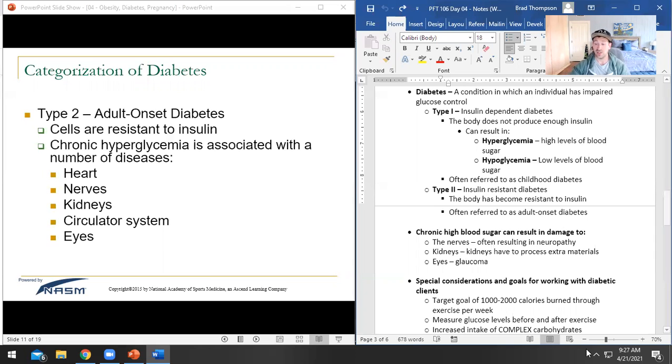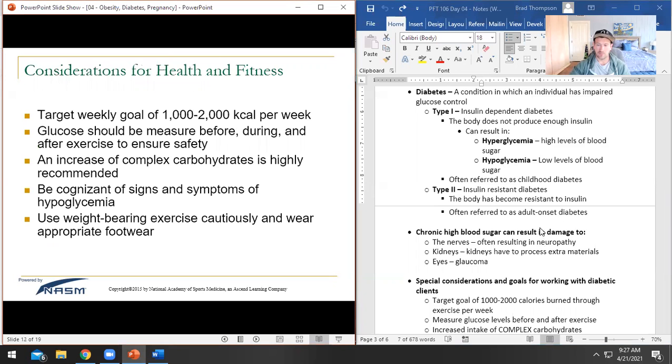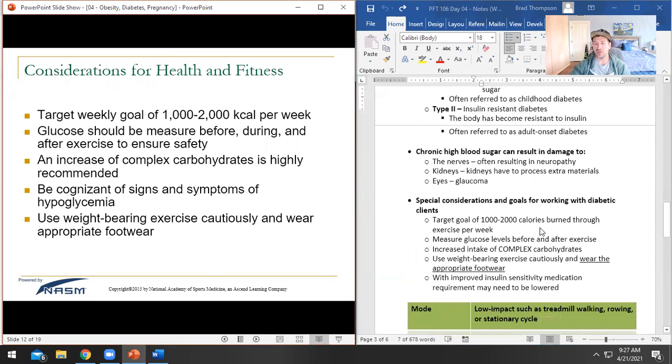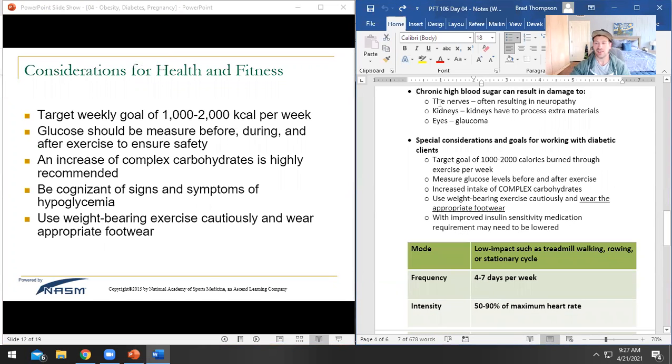This is often referred to as adult onset diabetes, and it can cause hyperglycemia, that excessive blood sugar level, which can damage your heart, your nerves, your kidneys, your circulatory system, your eyes. It can result in glaucoma. So we definitely do not want to see chronic high blood sugar. Yeah, it can damage your nerves. Your nerves require a lot of oxygen. So when they don't get oxygen, they get damaged. And when they get damaged, they can't act like nerves anymore.